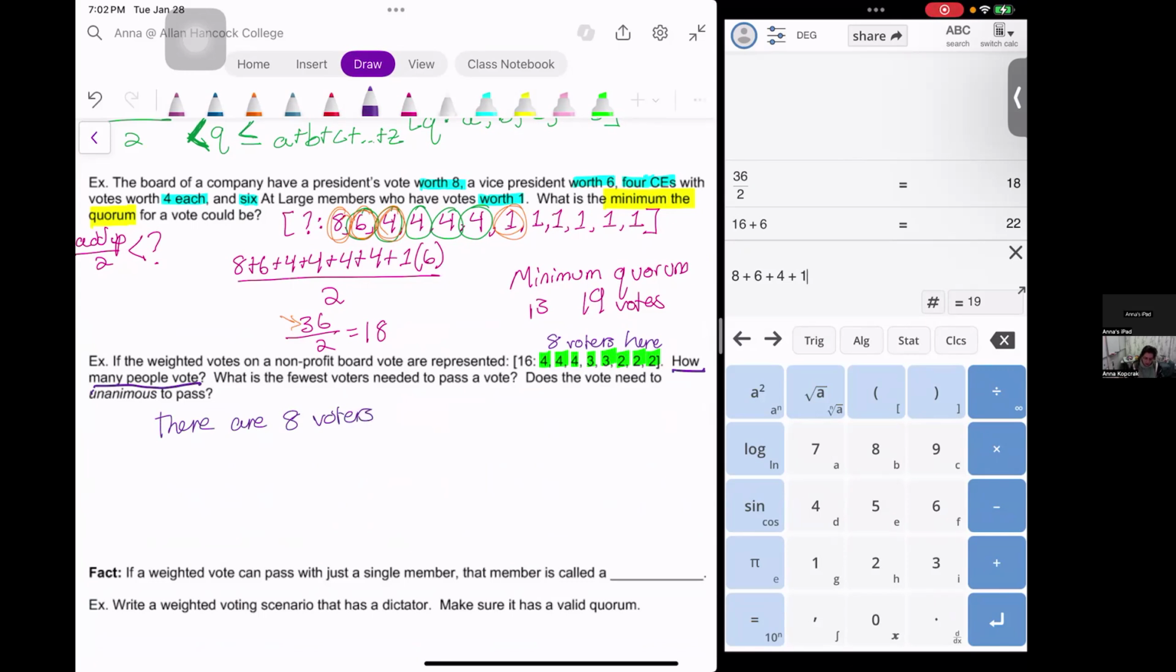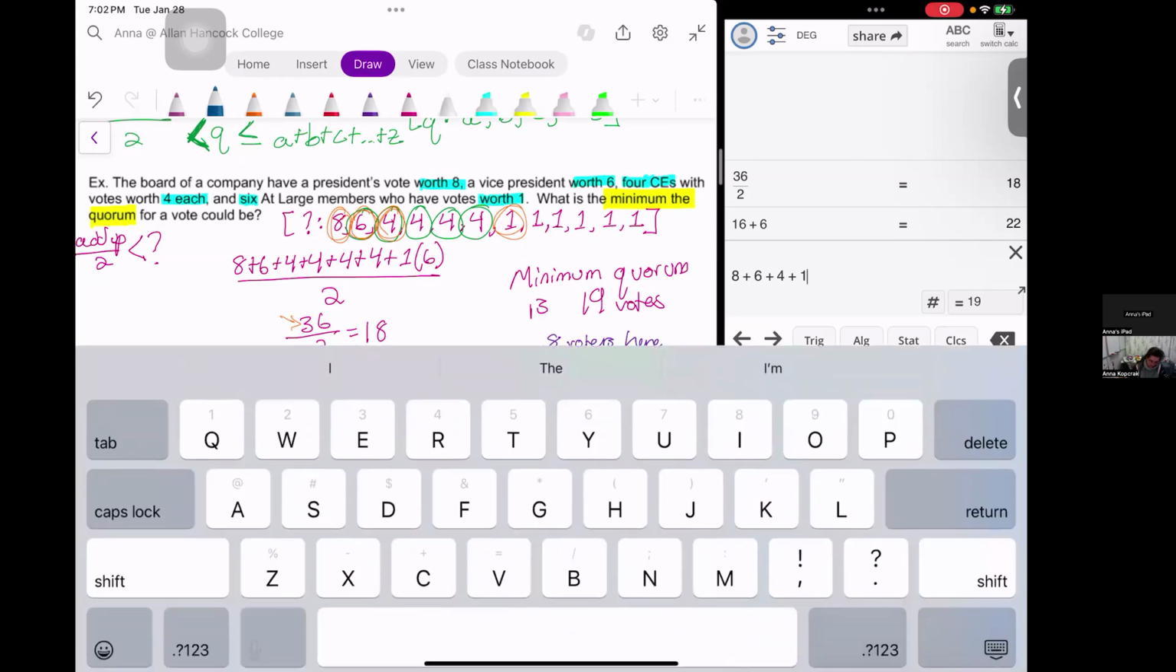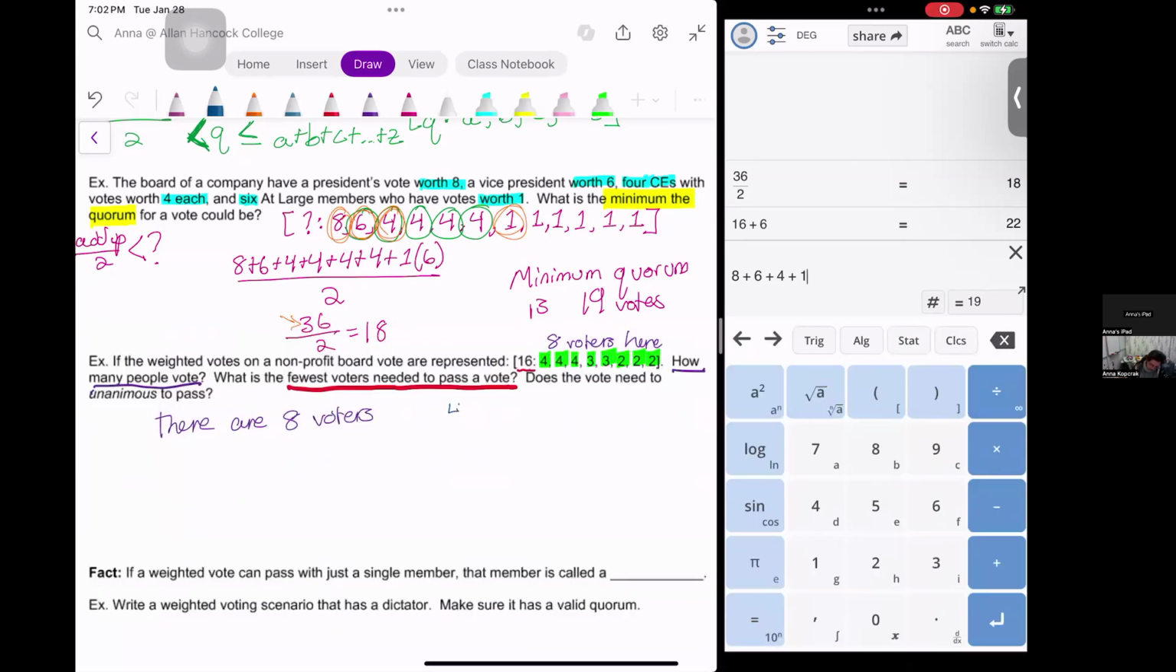Okay. What is the fewest voters needed to pass a vote. Now, the passing vote here we can see is 16. What is the fewest we need to meet 16? Okay, when we look for the fewest we need, we're going to start with our biggest values first. So I'm going to start with 4 plus 4 is 8, plus another 4 is 12. Okay, so we're up to 12 with these three. Now I need to get to 16. And so I'm going to add another 3 to make, oh no, that only makes 15.